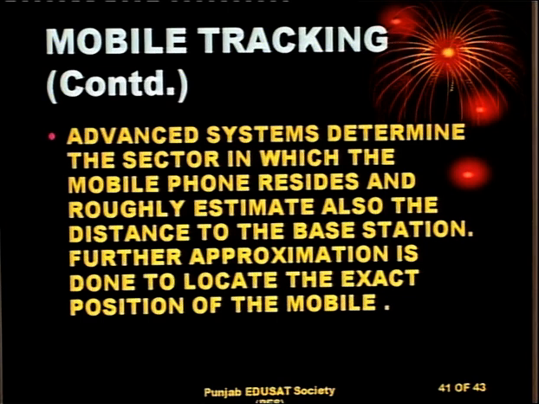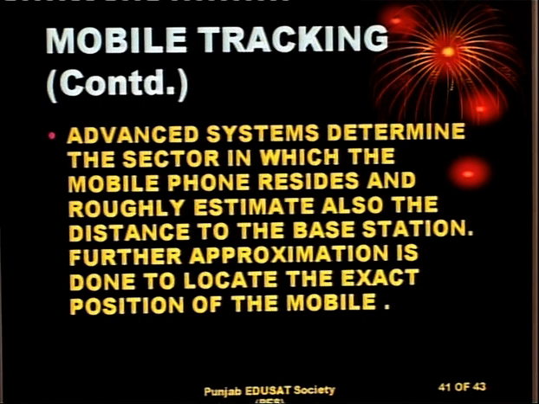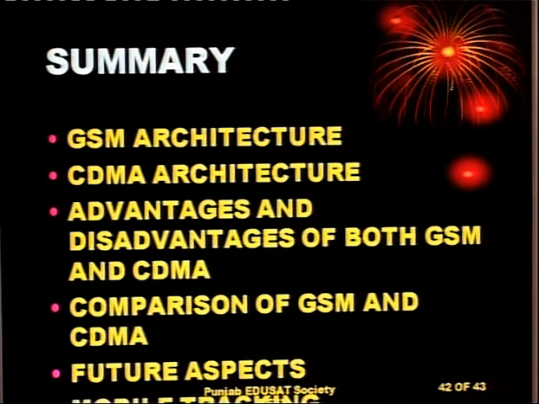So, there are different methods which we will discuss in another lecture, on how a mobile is tracked, that is, where it is located at a particular point. So, today's summary: we have discussed GSM architecture, then CDMA architecture, disadvantages and advantages of both GSM and CDMA, comparison of GSM and CDMA, then future aspects, and we have tried to discuss mobile tracking. So, I hope that you have understood what I have tried to discuss.